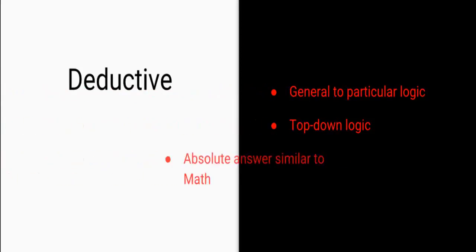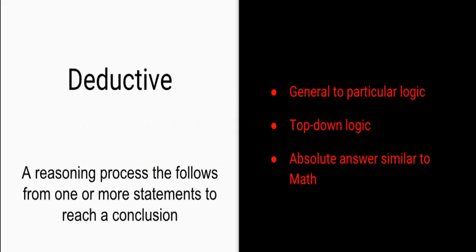the next term you want to know, or the next major distinction, would be the difference between deductive and inductive reasoning. So what is deductive reasoning? Deductive reasoning is a reasoning process that follows from one or more statements to reach a conclusion. This is basically general to specific logic, or we can call it general to particular logic. So it's top-down logic.